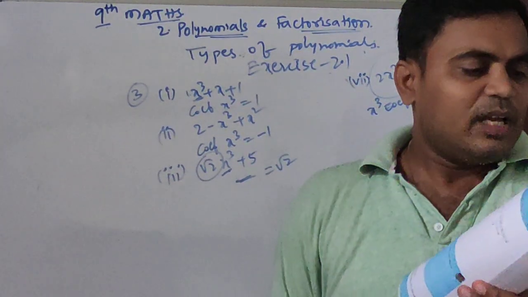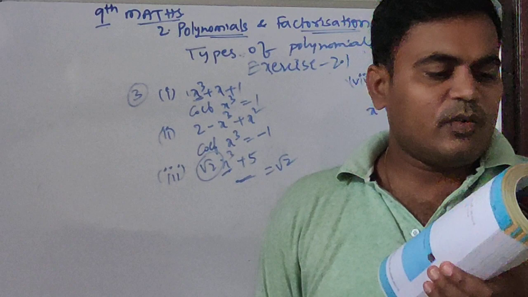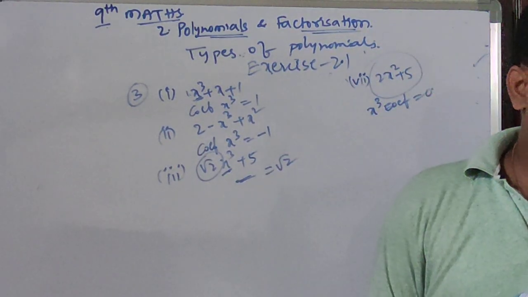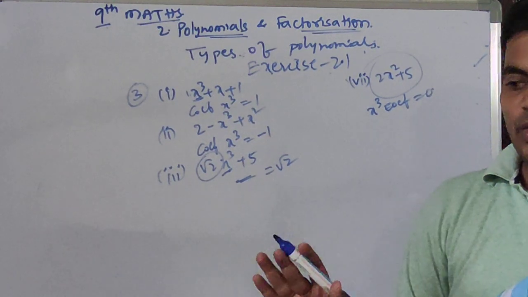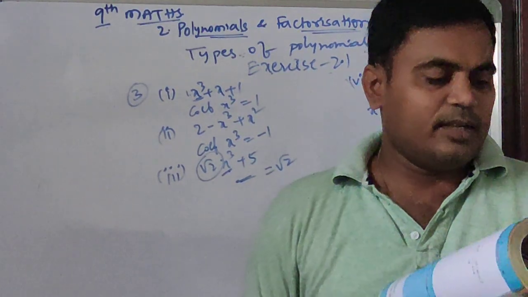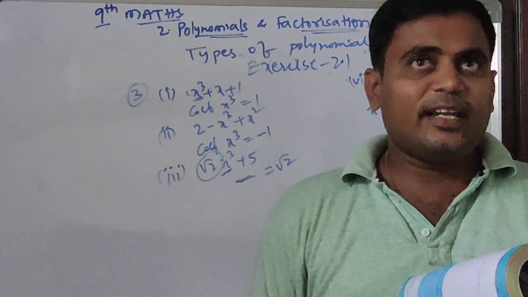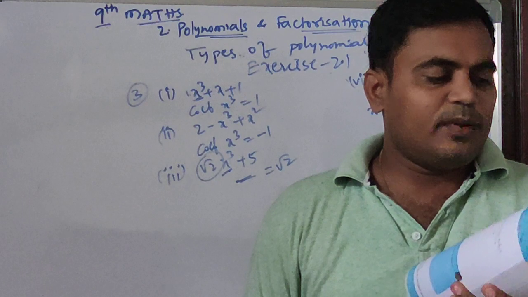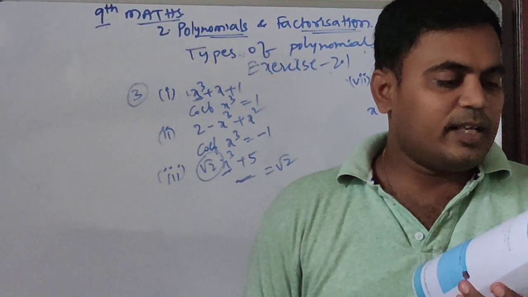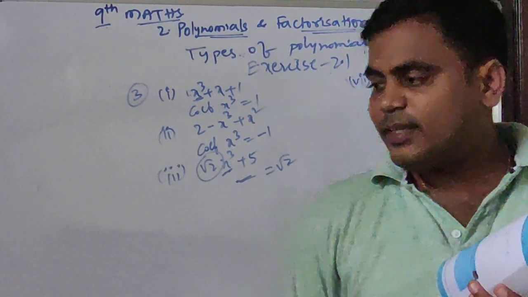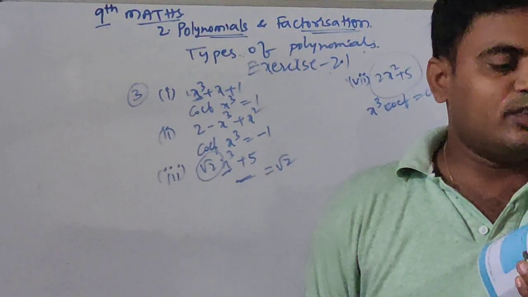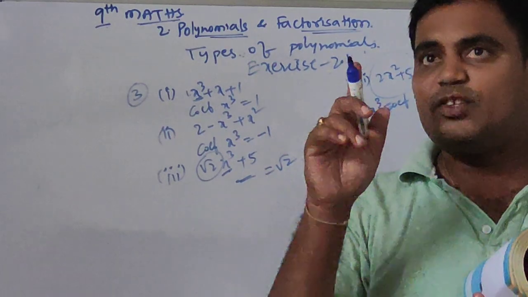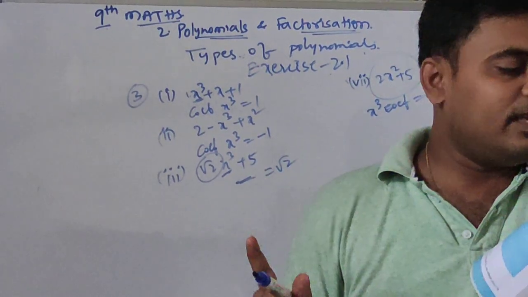Fourth, classify the following as linear, quadratic, cubic polynomials. First one, 5x square plus x minus 7. Maximum power is 2, so it is a quadratic polynomial. Second, x minus x cube. Maximum power 3, so it is a cubic polynomial. X square plus x plus 4. Maximum power is 2, so it is a quadratic polynomial. X minus 1, maximum power 1, so it is a linear polynomial.